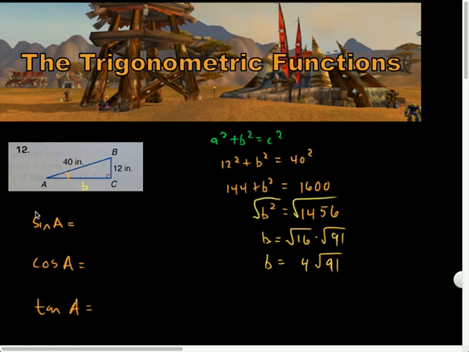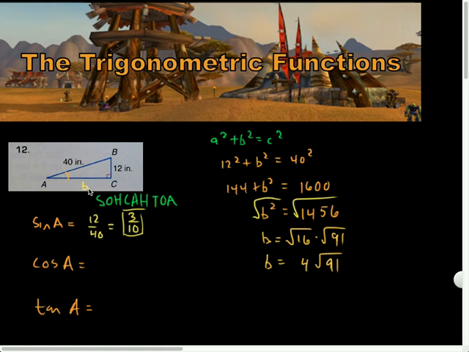All right. So if I want to find the sine of A, from SOHCAHTOA, sine is the ratio of the opposite over the hypotenuse. So the opposite leg is 12, and the hypotenuse is 40. So 12 over 40 would be the value, and that reduces, 4 goes into both of those, so 3/10 would be the ratio for sine of A.